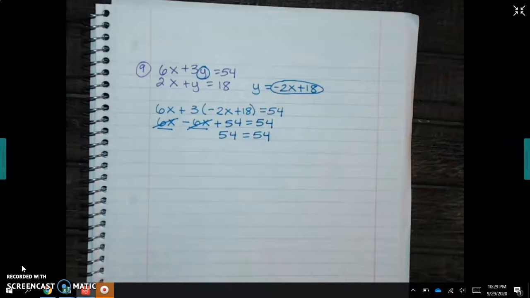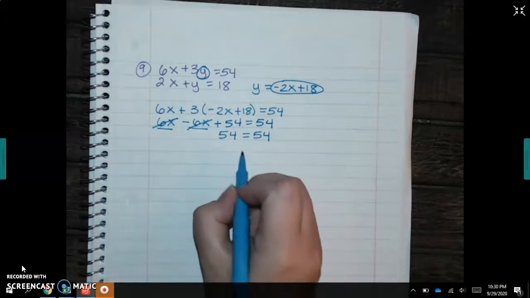Again, we've seen answers like this when solving equations. We know that 54 will always equal 54. Therefore, this solution is infinitely many solutions.